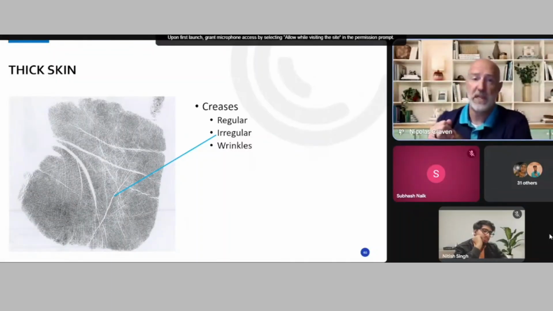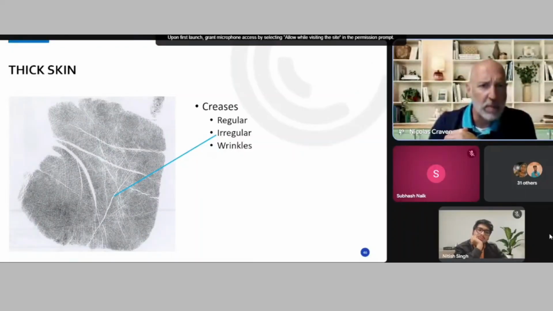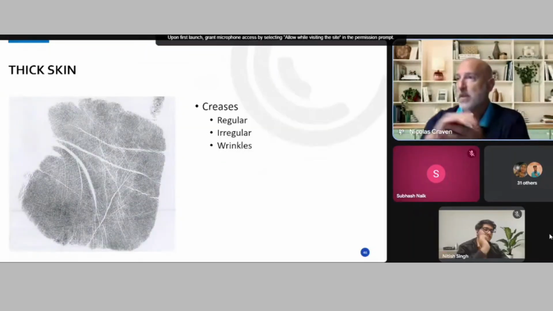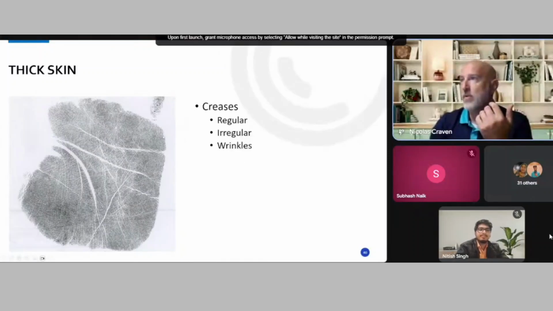The irregular creases do tend to be more individual, more specific to that person. I think this is my wife's palm, so that's a crease that's likely specific to her. And then you have wrinkles. We could have wrinkles throughout this palm; these smaller ones right here are probably wrinkles of some sort, okay?